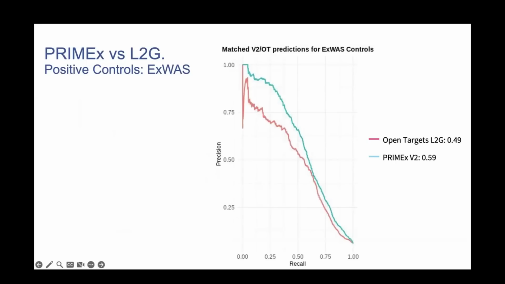I'm just going to see what happens when we use actual other positive controls. So you can see, as expected, a decrease in performance if we use GWAS as our positive controls. This just compares to Open Targets. But you can see that the area under the precision recall curve used to be about 0.21, and by improving the algorithm, we're looking at 0.59.